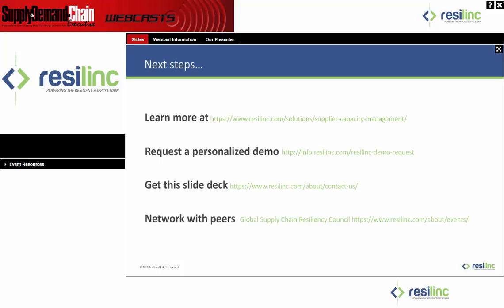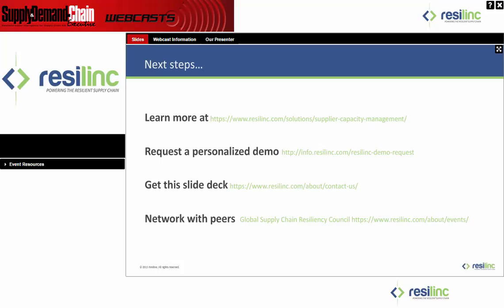Is the capacity management information for a supplier shared across multiple customers? It is not. Because capacity is, again, contractually defined between customers and suppliers, capacity information collected for one customer is not shared with others.